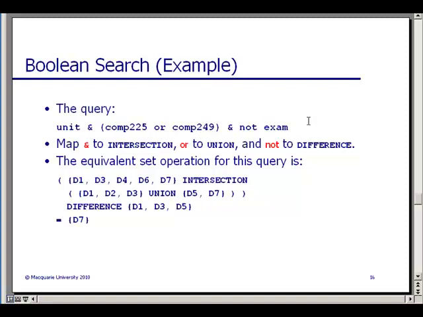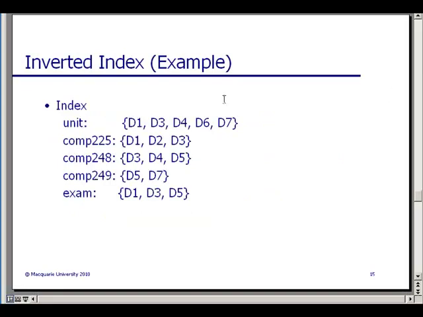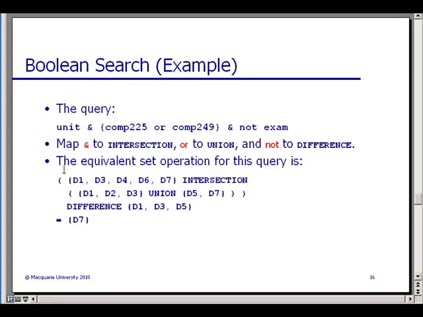In order to process this, we want to translate it into an equivalent set operation. So we map the ampersand into intersection, the or into union, and the not into a difference operation. I translate this query into something like this. Unit now stands for a number of documents, D1, D3, D4, D6, D7, and the same thing with COM225. So I have these sets of documents, and I have intersection, union, and difference.